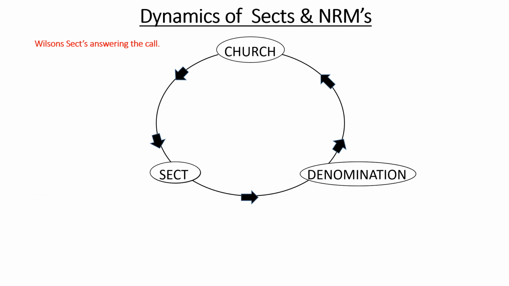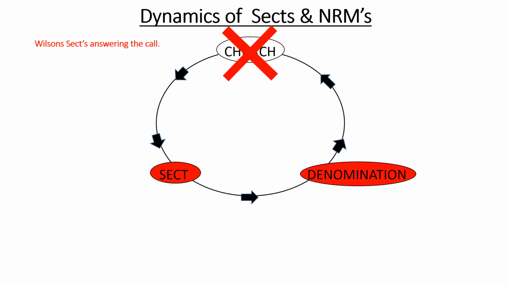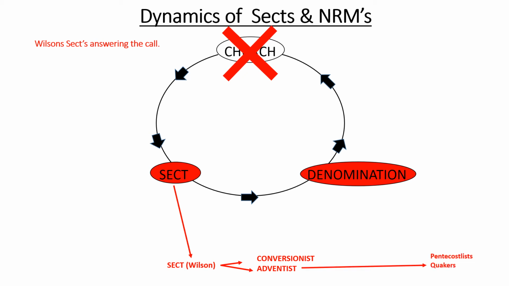Wilson introduced his argument and talked about answering the call. Now, he doesn't talk about churches, doesn't really look at anything else other than the sect and denomination. Again, a bit like Niebuhr in that respect. But his argument comes in two ways. So Wilson talked about the sects, and he said there are two types. You have conversionist sects and Adventist sects. I've got to try and use that word sect carefully.